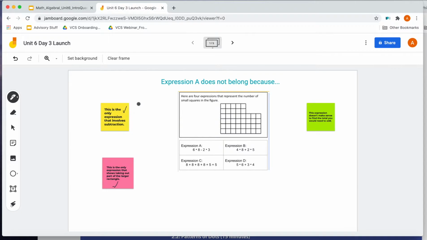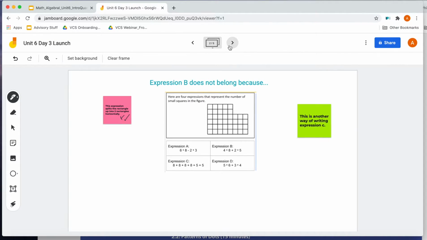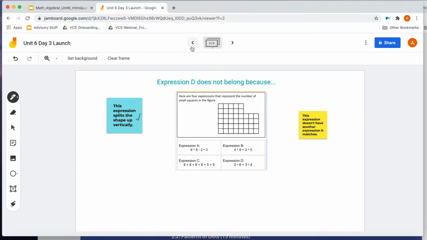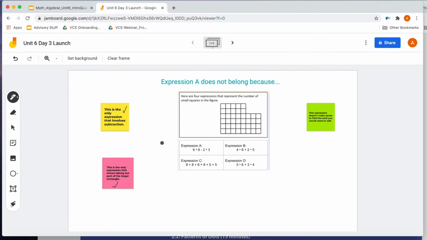And so, for example, you'll give students a couple minutes to work on this, and then you'll come back together and you'll review it. And if you look through, you can see that there's a slide for each one justifying why it does not belong. So when going over this, you really want to push students to understand the connections between the expressions and the image using this prompt to get them thinking.